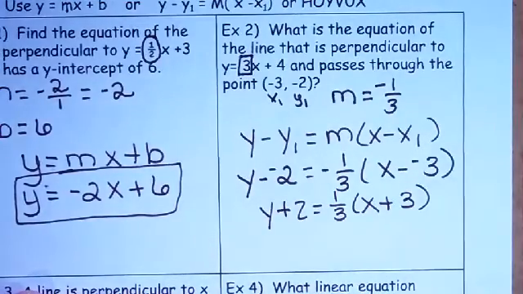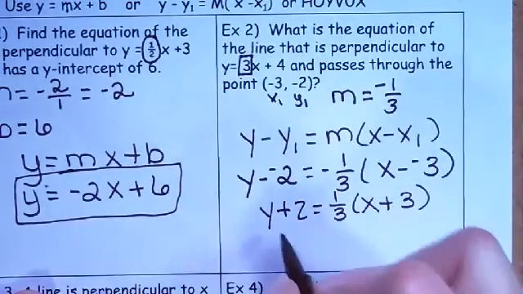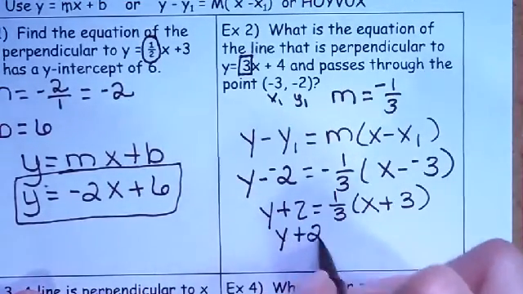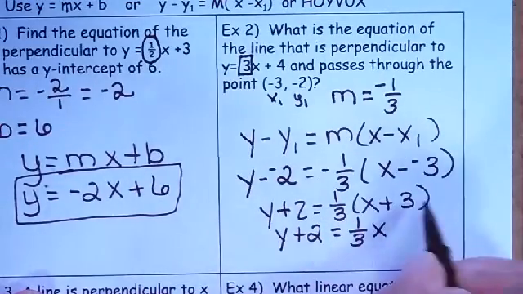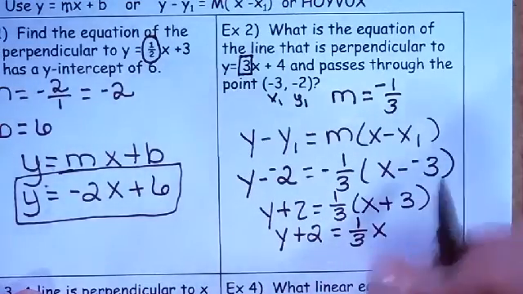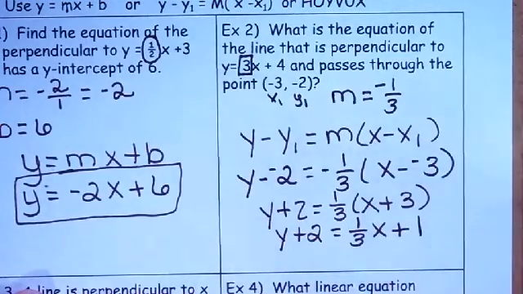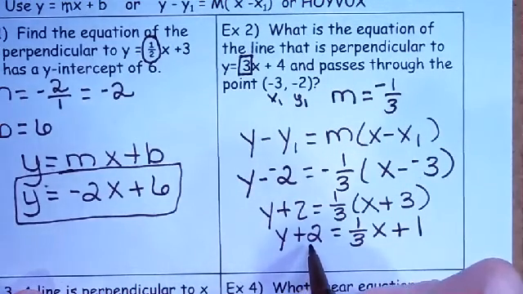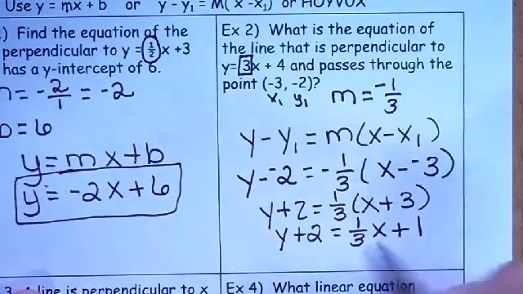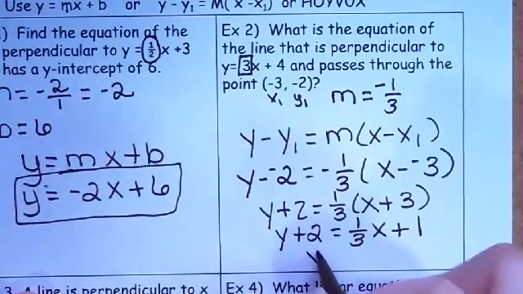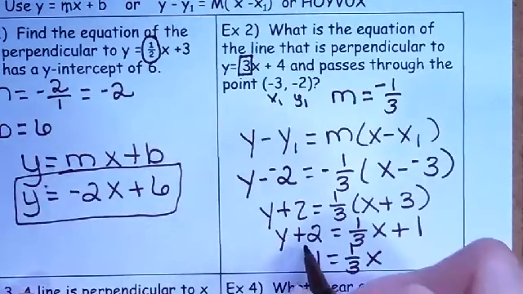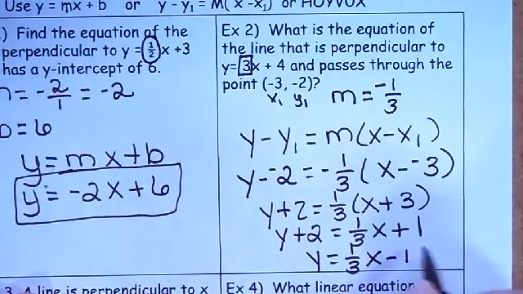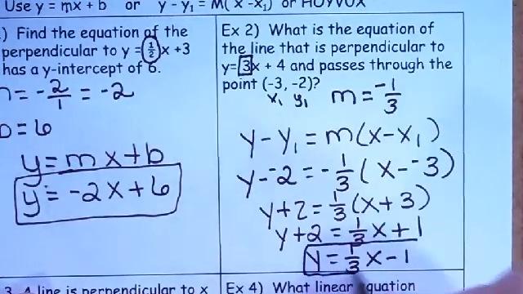Now, let's go ahead and get rid of our parentheses. y plus 2 equals -1/3 x. Now, -1/3 of 3, you know that. If you take 1/3 of 3, you're going to get 1, so it's minus 1. And then the last step would be to subtract the 2 over to the right side. So I've got y equals -1/3 x, and then -1 minus that 2 is going to be -3. And there is my final answer.